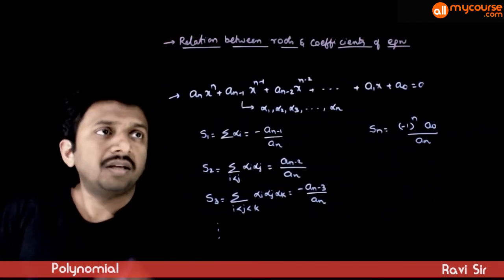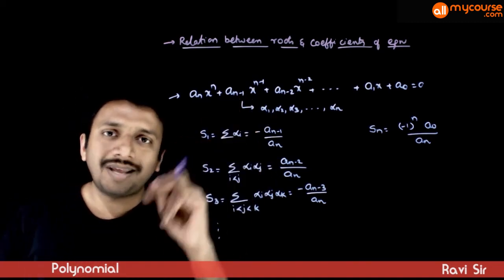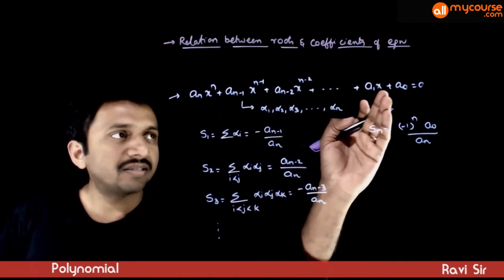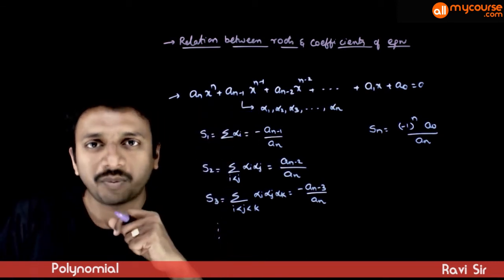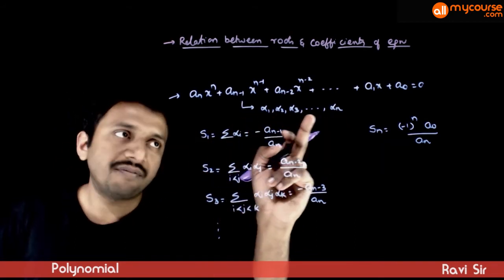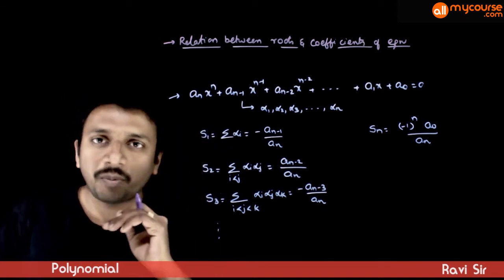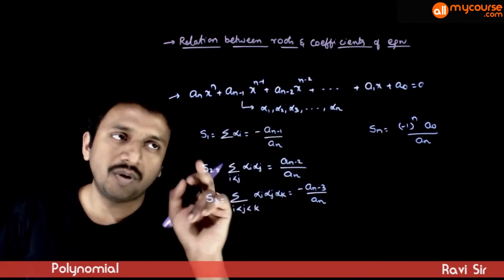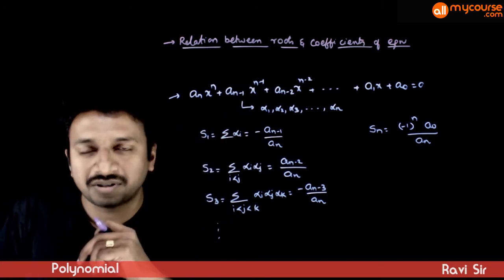So if you take a general polynomial equation, a_n x^n + a_(n-1) x^(n-1) + a_(n-2) x^(n-2) and so on, a_1 x + a_0 = 0. So this is an nth degree polynomial equation. So obviously you have n roots, alpha 1, alpha 2, alpha 3 and so on up to alpha n. Now S1 for this polynomial equation, S1 is nothing but the sum of the roots, which is equal to minus of the second coefficient by the first coefficient.